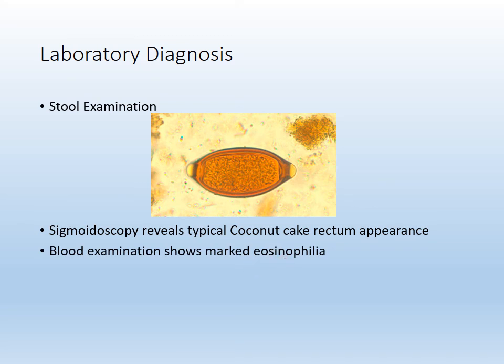Eosinophilia is also one of the characteristic features, though it is not diagnostic, because many other parasitic diseases also have eosinophilia, but it is an additional feature which you will see in the CBC examination, that marked eosinophilia would be there in the heavy infection of this worm.